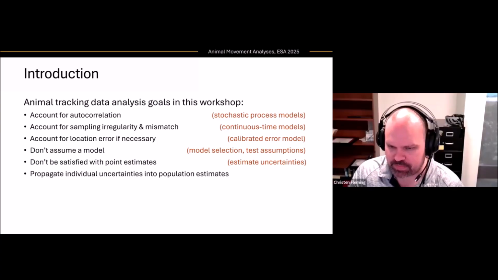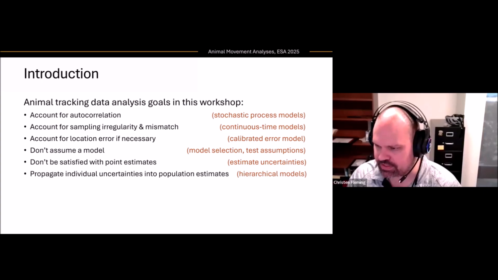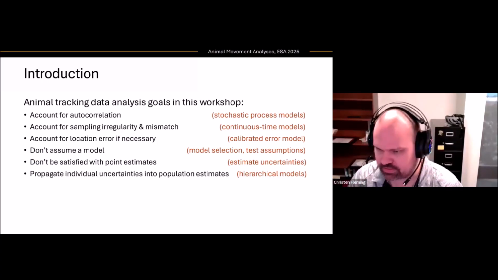And then if we want to go to population-level analyses, we're going to propagate the individual uncertainties into the population estimates as well. That's been the other side of the coin for working with point estimates, is that the uncertainties weren't propagated up into the population level, which impacts those estimates as well. And we do that with hierarchical models.